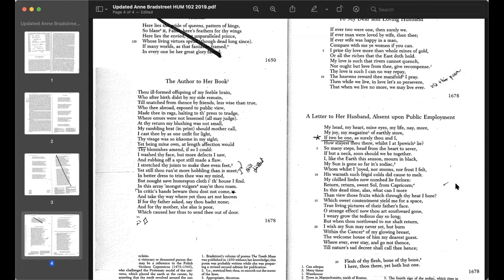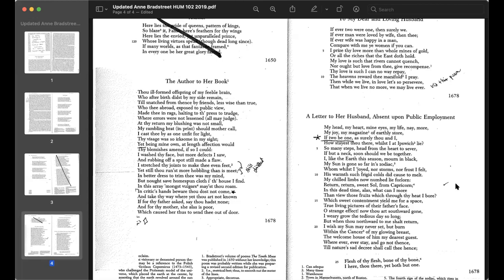My chilled limbs now numbed lie forlorn. Return, return, sweet soul or sun from Capricorn. In this dead time, alas, what can I more than view those fruits which through thy heat I bore? So I'm cold without you here. I need your warmth. I need us to be joined together again. We are one flesh, and yet we've been severed from one another because of your work, because of your business.